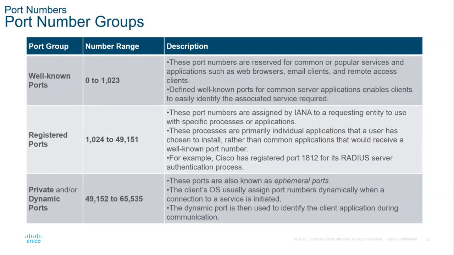So here we have the port number groups. We have port groups, then the range, and then description. So we have from 0 up to 1023. These are well known. Most of the time, they are available on the server, on the shared devices. Every application that is installed on the server has to have a well-known port number, port 80, port 21, 22, 23. Also port 53, 443, all those in that range. Those are well-known port numbers.